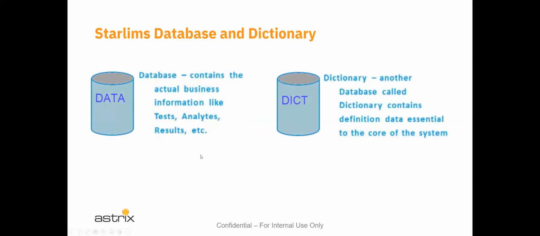And we're going to touch a little bit again on the data and the dictionary. So the database contains the actual business information like tests, analytes, results, anything related to both dynamic and static data. Static meaning the actual tests or analytes that are defined in the system, and the dynamic data being that which is associated with a sample workflow. Anything that's malleable or recordable in terms of the processes. The dictionary contains all of the forms, the screens, any of the code related to presentation layer type objects.